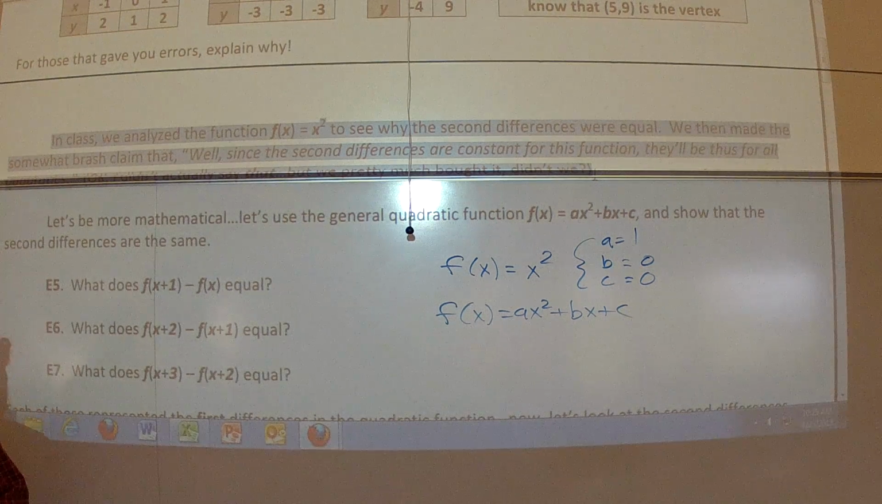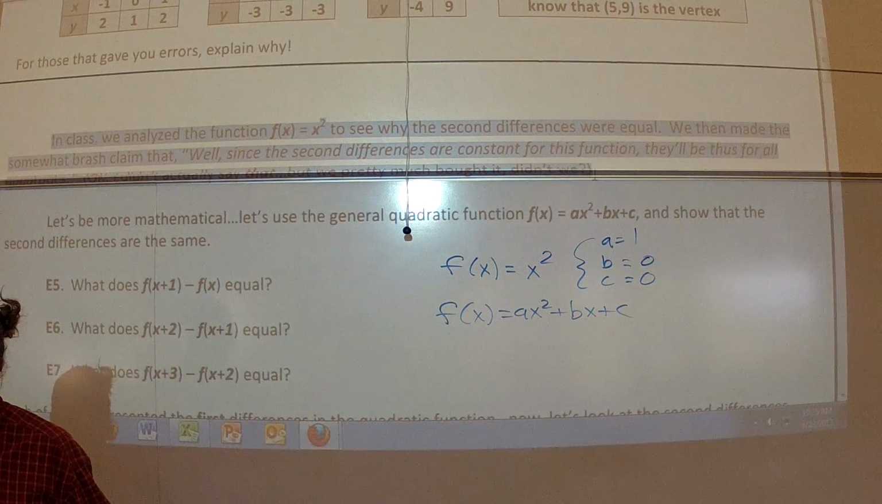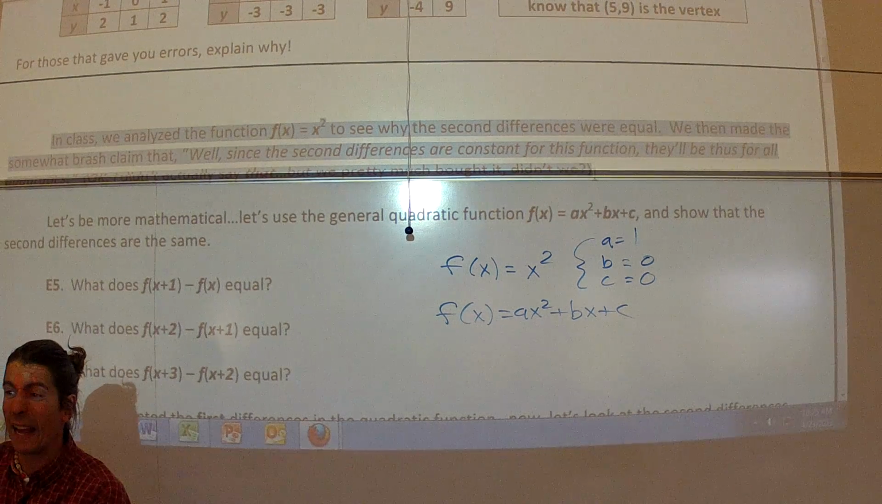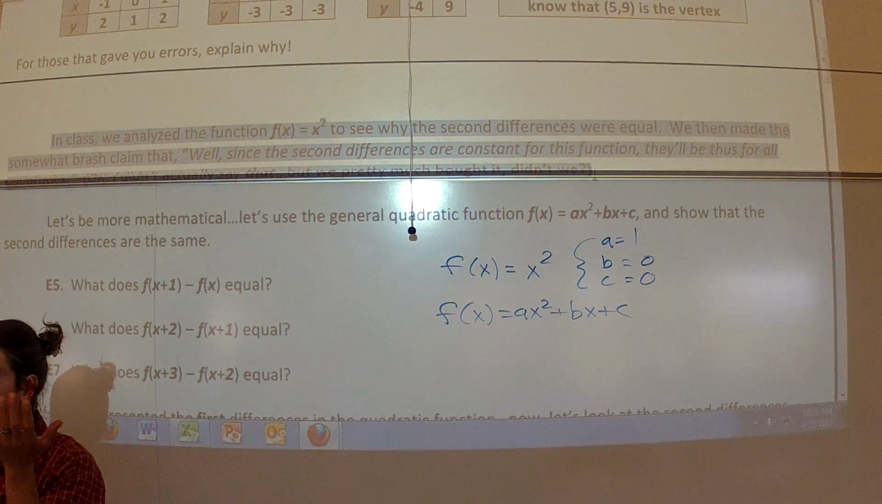Go ahead, Ben. But we know that bx plus c equals 0, but it doesn't mean b equals 0 and c equals 0. What you're saying is bx plus c equals 0. You're implying that x has a variable value. There is no x presence in the function f of x equals x squared.